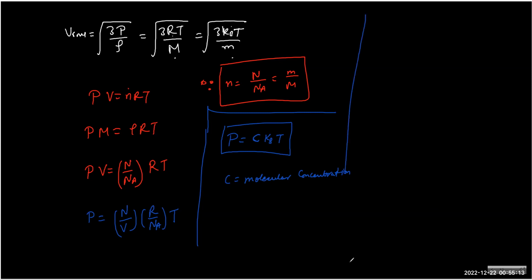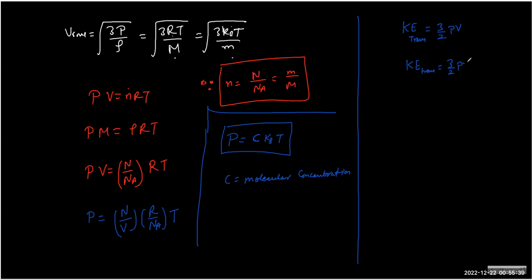So let me summarize the formulas that we have derived so far. What we derived today: we first derived the kinetic energy equals 3 by 2 PV, and by default this was translational kinetic energy. So translational kinetic energy is 3 by 2 PV, and it is nRT. So we got kinetic energy in different formats. We derived the VRMS.